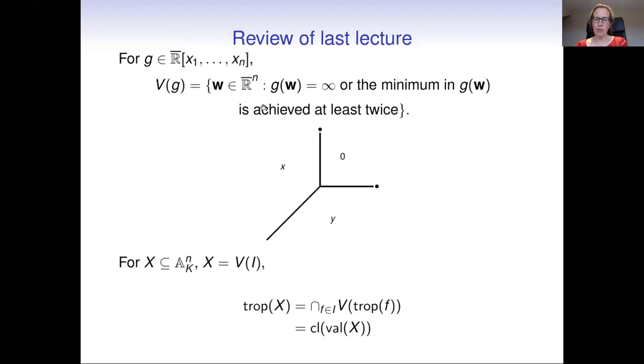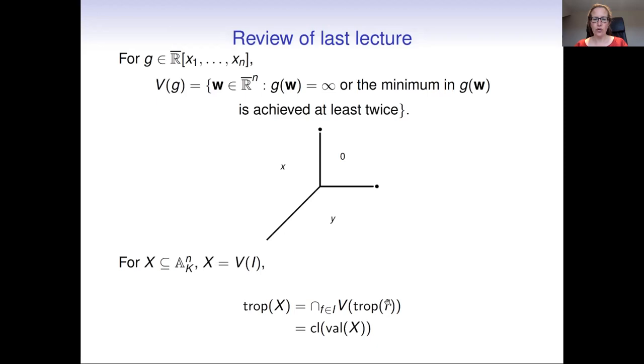Now, if we start with an affine variety, that means it's the common solutions to a bunch of polynomials in some ideal. So this will be an ideal in the polynomial ring in n variables over k. Then trop X is going to be the intersection over all polynomials f in the ideal of the tropical hypersurface defined by trop f. So for every polynomial in this ideal, that's a usual polynomial, but we can tropicalize it, get a tropical polynomial, take the tropical hypersurface, and take the intersection of all of them. An intersection because it's the common solutions. So this is tropicalizing a variety by tropicalizing the equations.